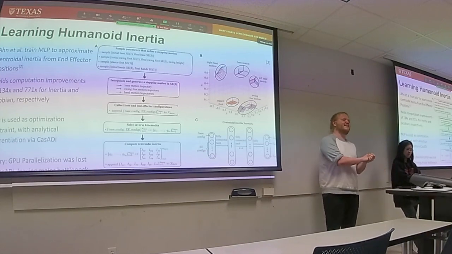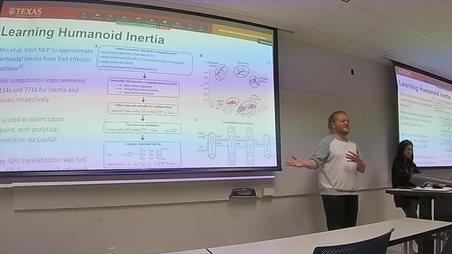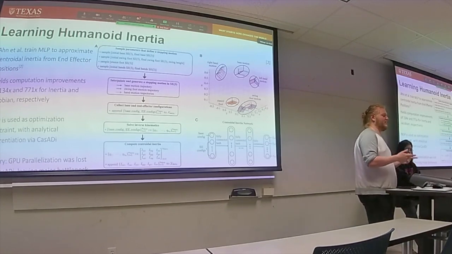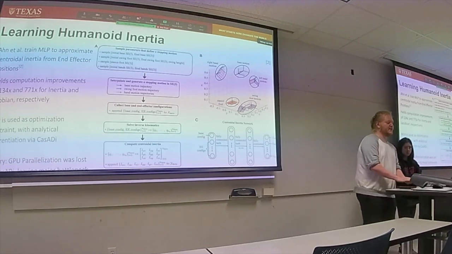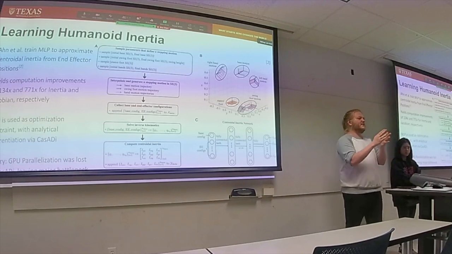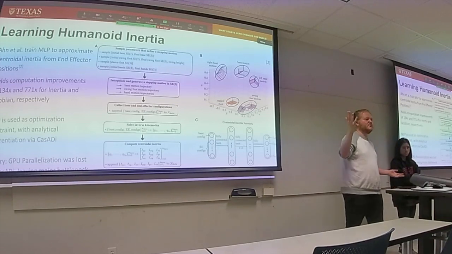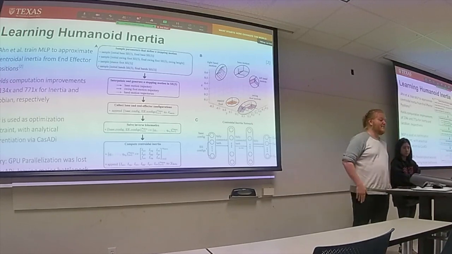CasADi does not know that. It will take an arbitrary function and give you the derivative. So when we did this, we being the previous researchers, I wasn't involved with this, using CasADi for that symbolic differentiation, you lose that parallelization. So now, instead of having that really nice evaluation in the GPU, you're trying to get the derivative of this neural network, which is huge, one operation at a time. And that is really problematic.